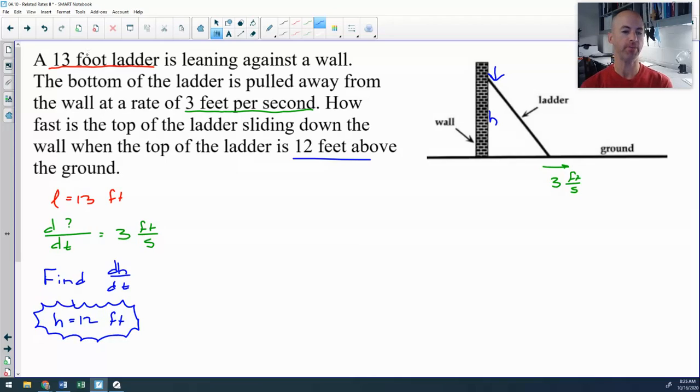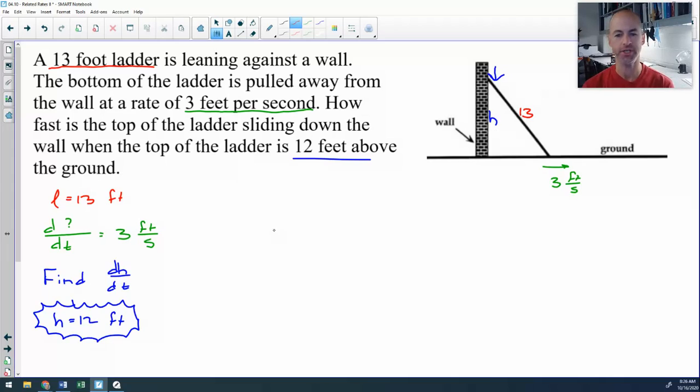And let's go back up and talk about the ladder, because I kind of glossed over this a minute ago. The ladder is 13 feet long. The ladder is not going to change length as it slides. So 13 is always the length of a ladder. And if you have any dimension that is always the same, then go ahead and stick that dimension in the figure. We don't need a variable for the ladder length. That is a constant 13.